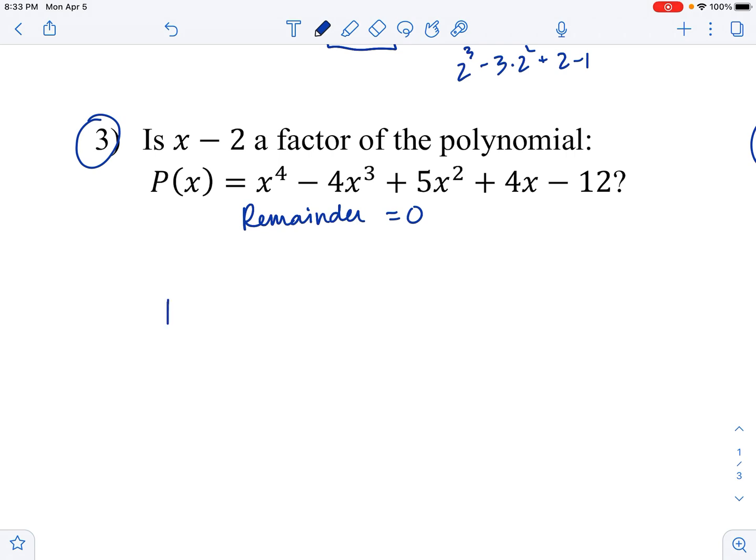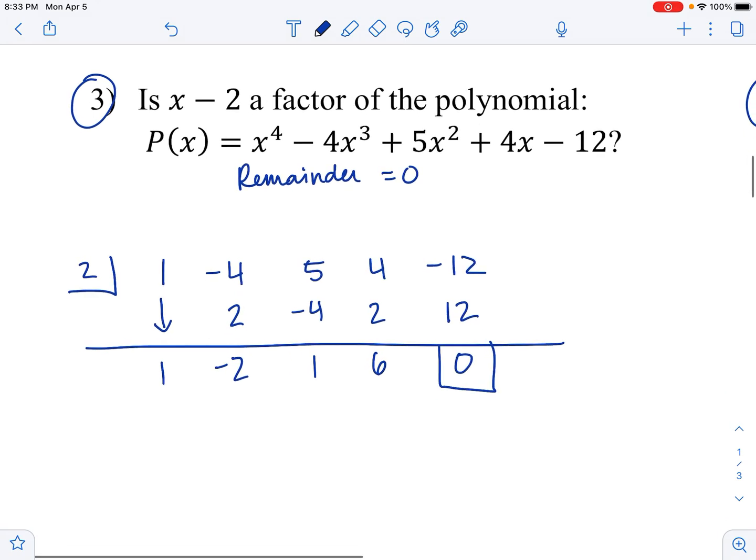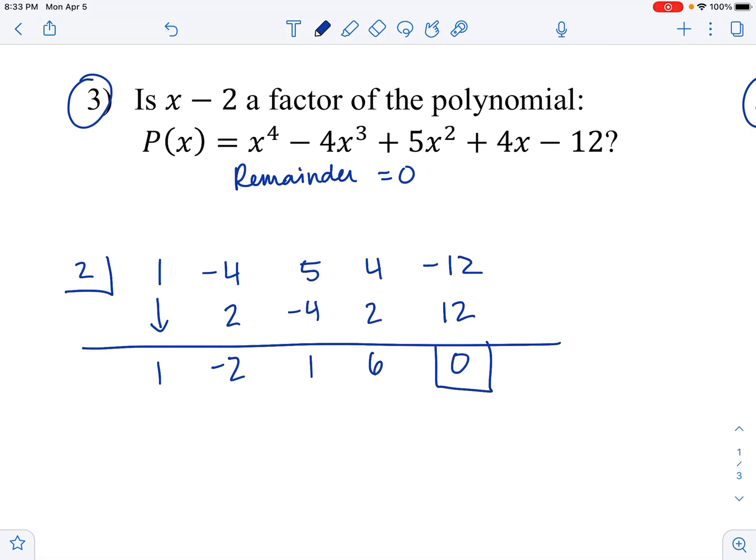I'll set up my synthetic division. I have 1, -4, 5, 4, -12. In my box, I'm going to have 2. And let's see. Pull down my 1, multiply, add, multiply, add, multiply, add, multiply. Oh, hey, look, I got a value of 0, which means that this does divide in evenly. Yes, this is a factor.